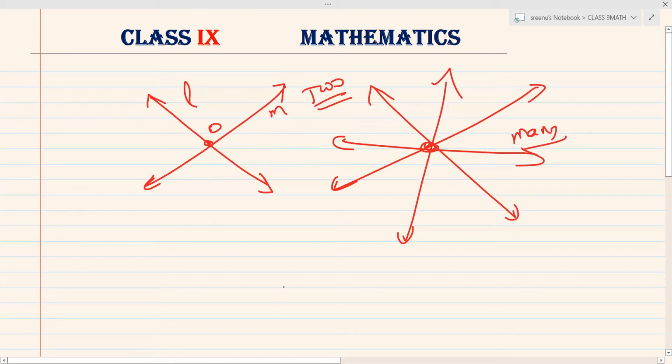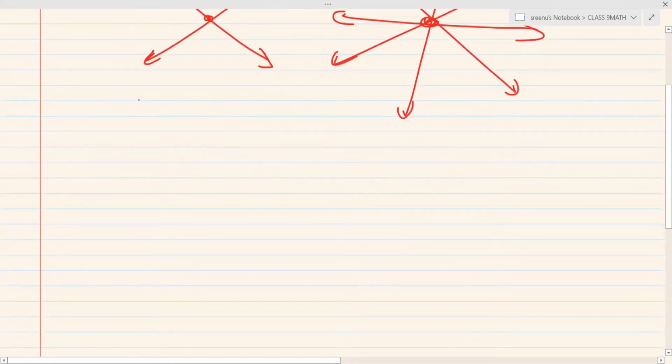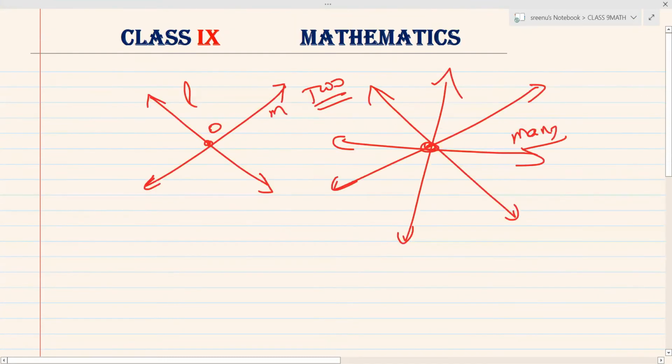Okay. Then parallel lines, you might know, the distance between them is the same. And coincident lines, as we discussed in the previous lesson: a line and another line have many common points. So now the important concept is transversal.